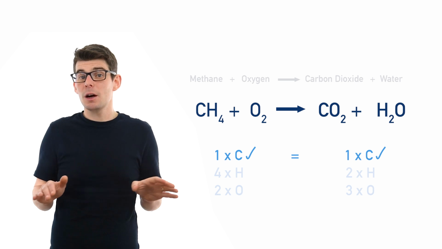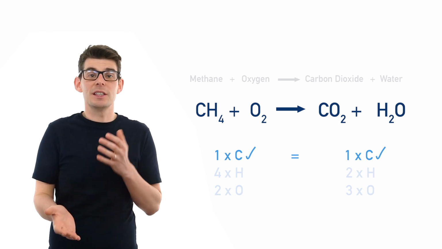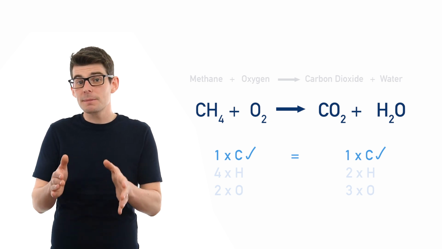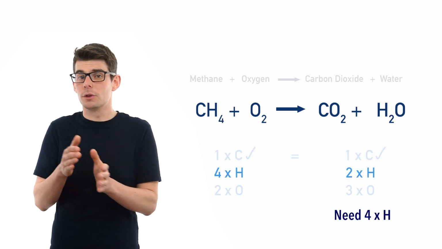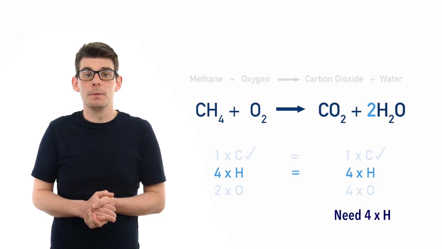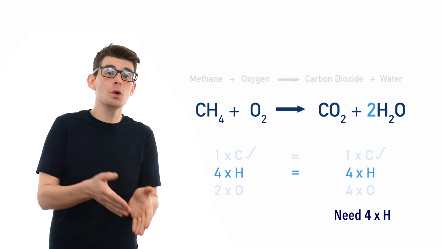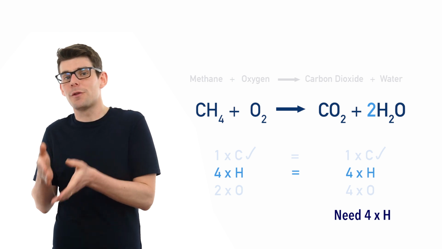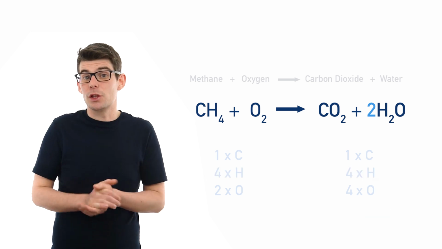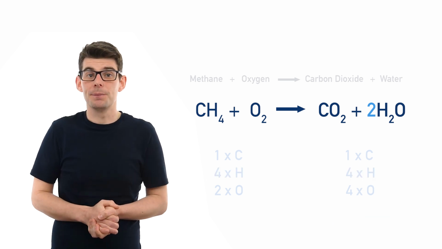This means for now we want to leave the CH4 and CO2 alone, as if we change them we lose the balance of the carbons. This means we need to get 4 hydrogens on the right. Well, that would mean we need 2 lots of H2O. As if one molecule of H2O has 2 hydrogens, then 2 molecules of H2O would have 4 hydrogens in total. Now giving us CH4 plus O2 equals CO2 plus 2 H2O.